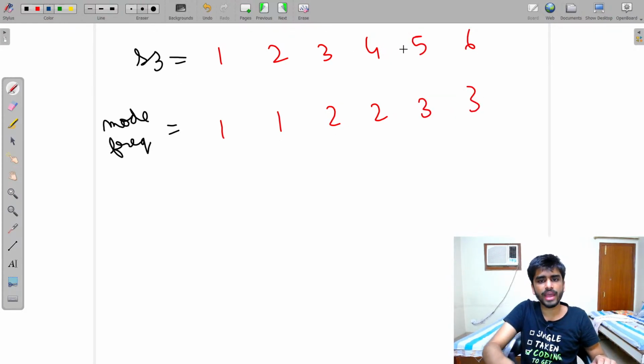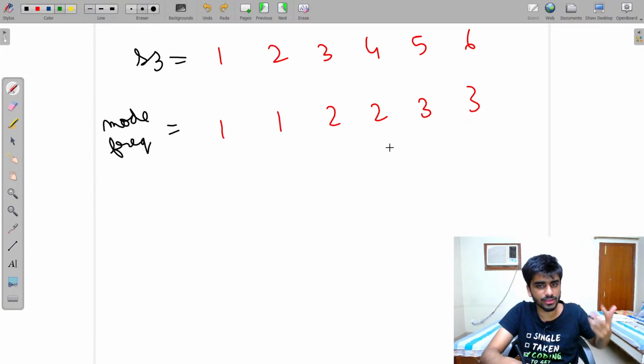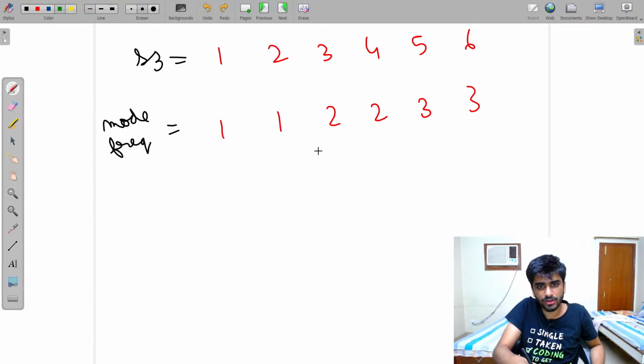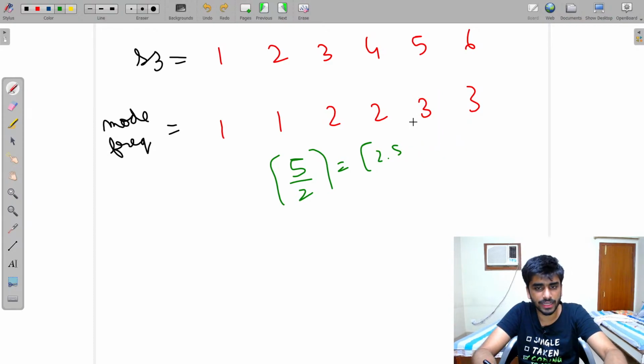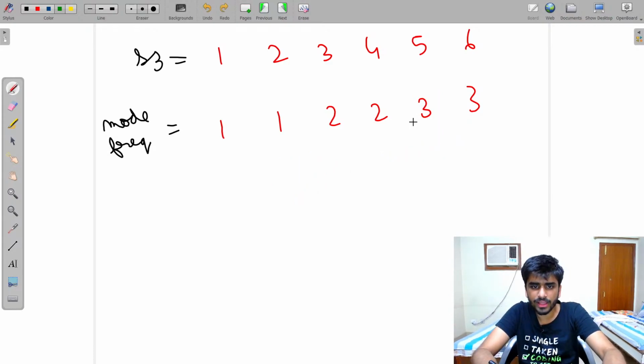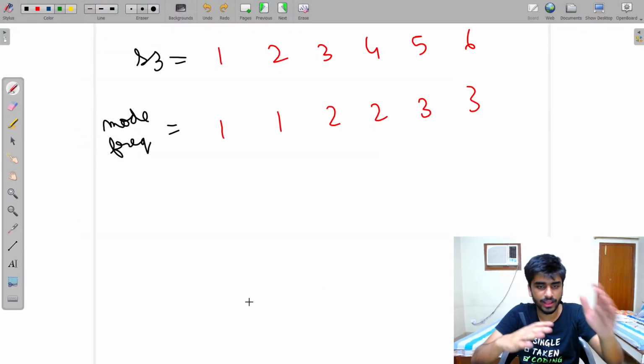So basically, what this means is, if you have, let's say, 6 elements in the array, the maximum frequency of any element cannot be more than 3. If you have 5 elements, then also the maximum frequency of any element cannot be more than 3, because ceil of 5 by 2 is nothing but ceil of 2.5, which is 3, and that means more than 3 elements are not allowed.